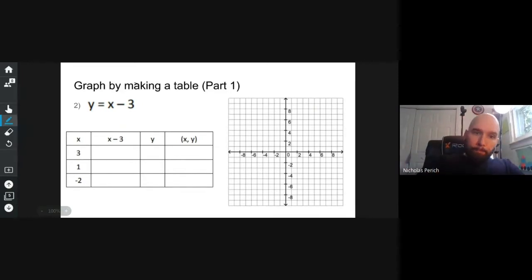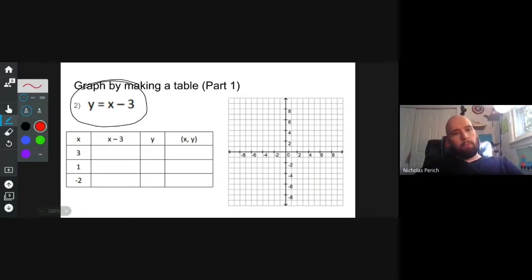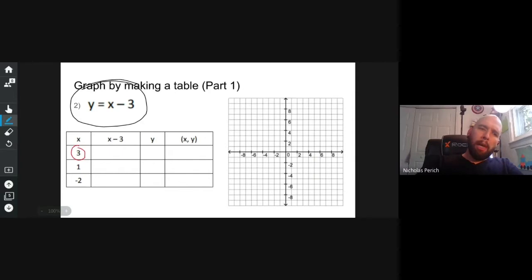Let's do it again. Here's my equation. So in this problem, x is 3. I replace x with 3, and 3 minus 3 is 0. So since my x value was 3, my y value was 0, I get the point 3, 0.